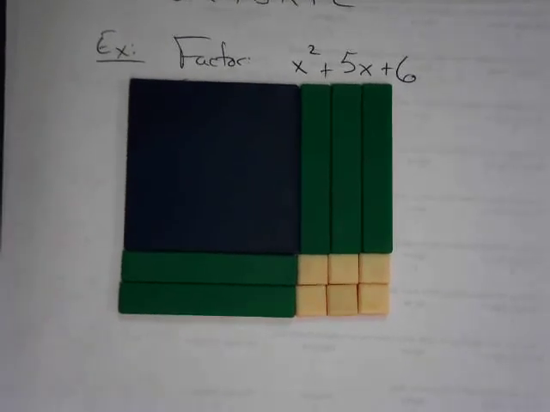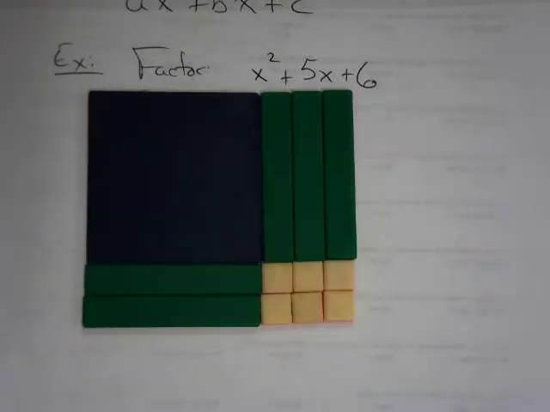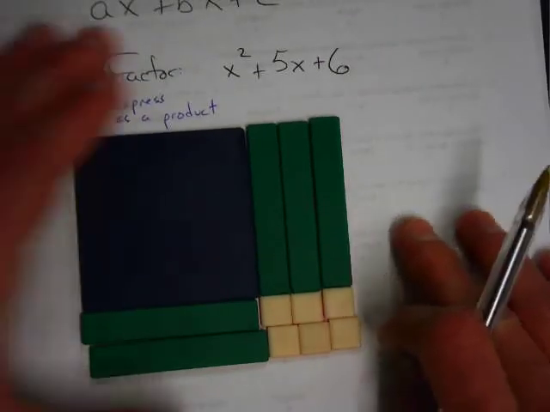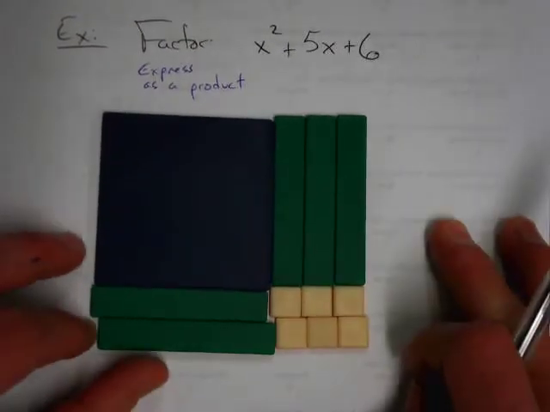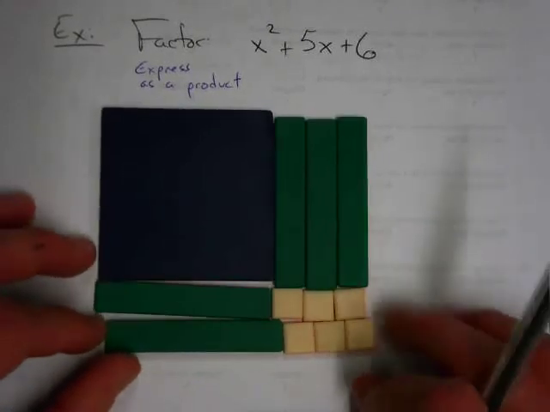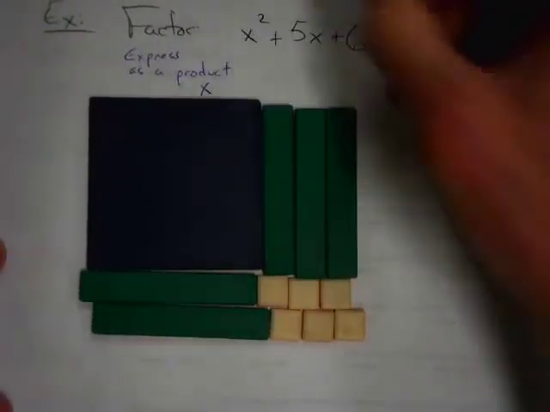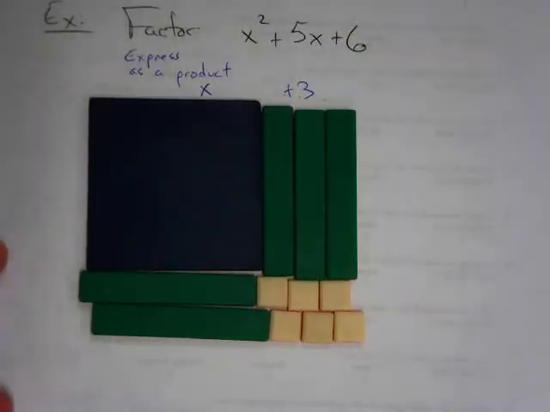So we've made a rectangle with these tiles, and all we need to do now is figure out the dimensions. Remember, the area of a rectangle is length times width. This is still x squared plus 5x plus 6. So now we can figure out the dimensions of this rectangle. The one distance, the length from here to here, is x, and then this is 1, 2, 3. So that's x plus 3 that way. So we have the dimensions there.